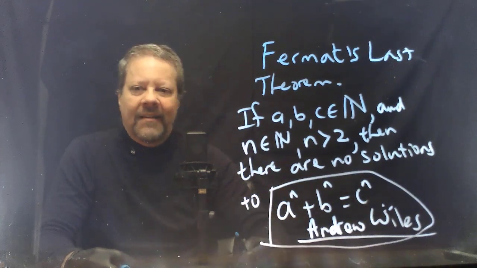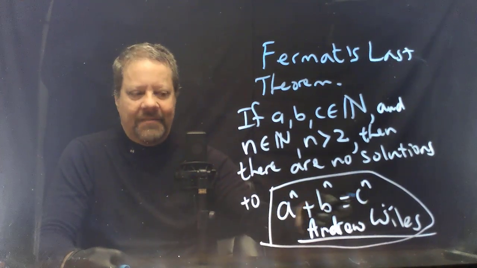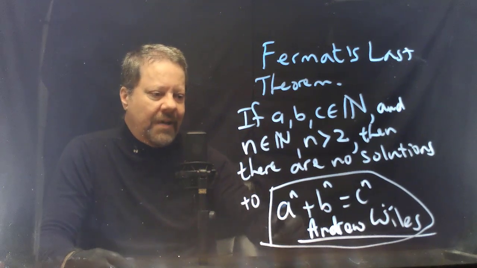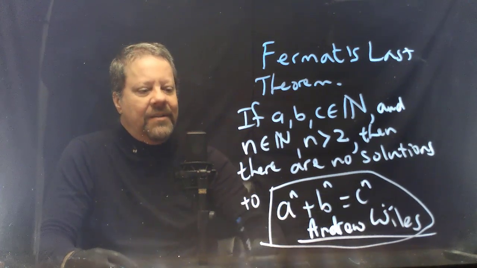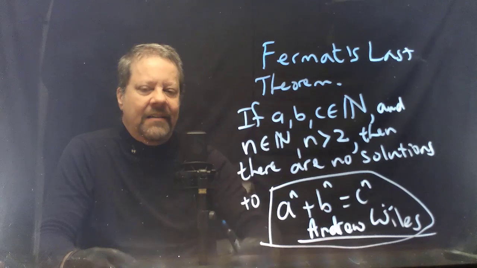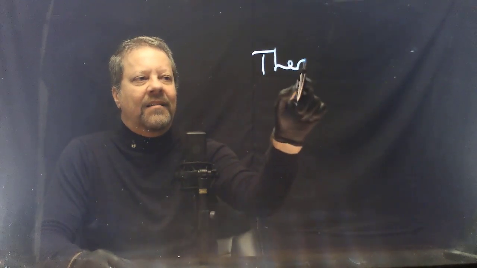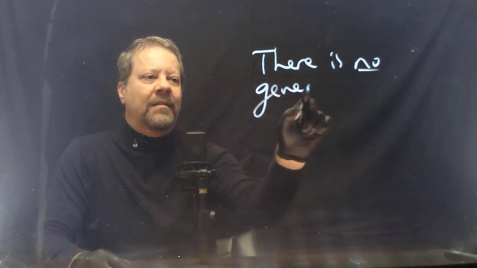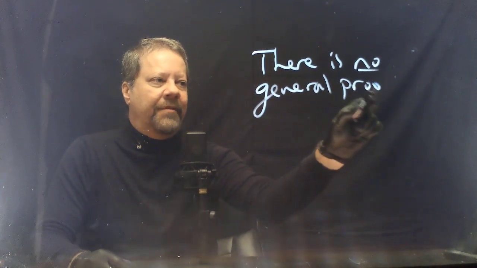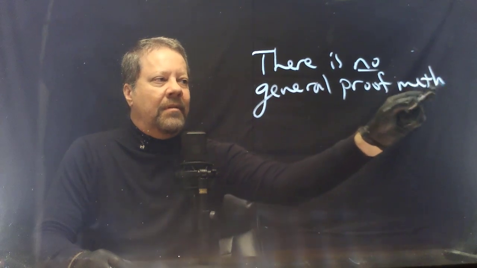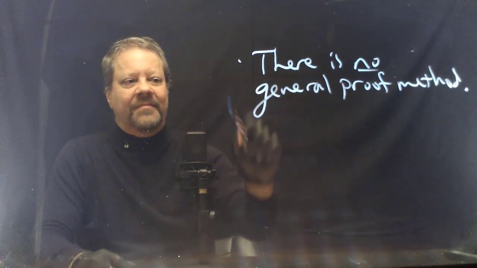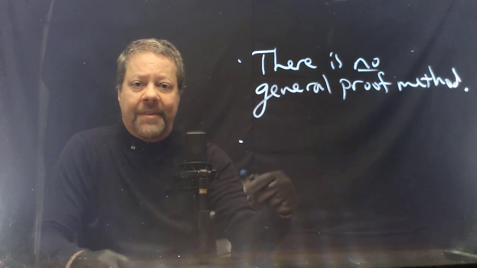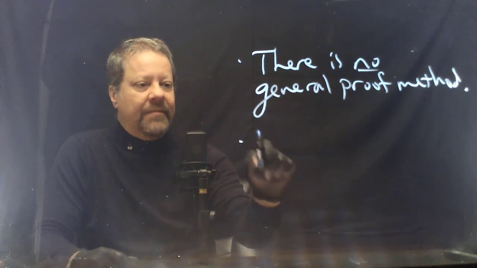But it's so easy to state, there are no integer solutions or natural number solutions to a simple equation like this when n is 3 or more. There is no general proof method, and there are many more methods besides what we've presented here.